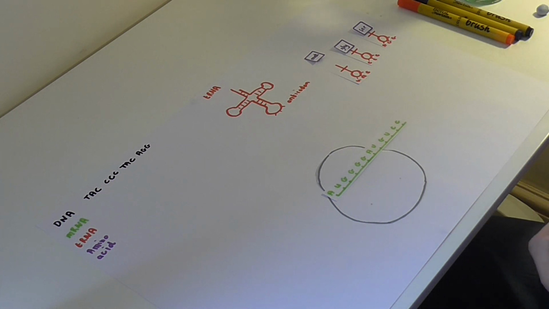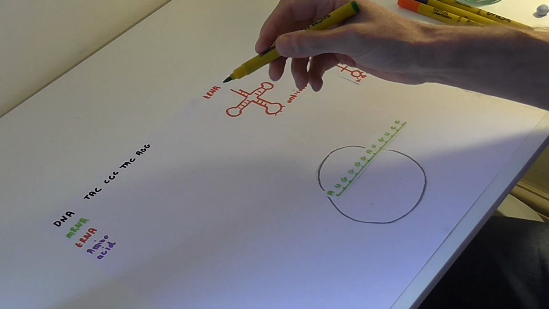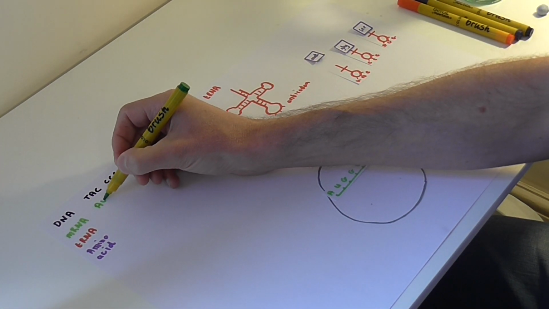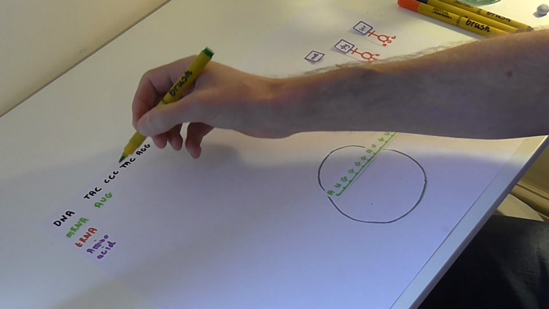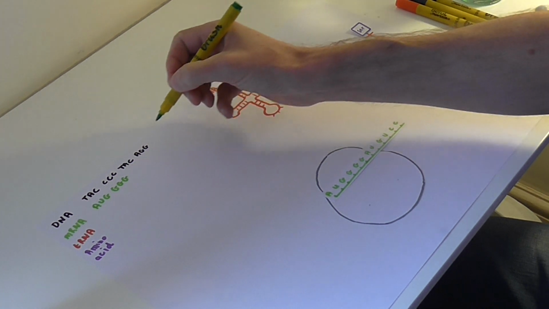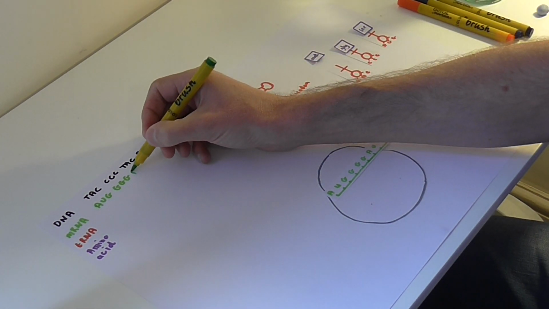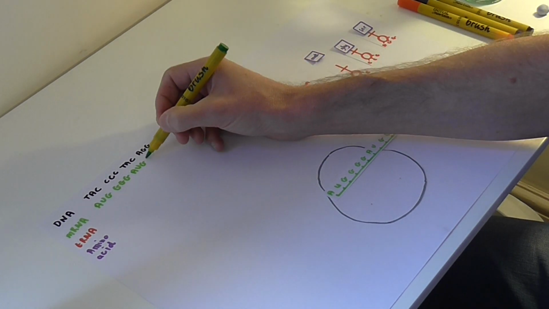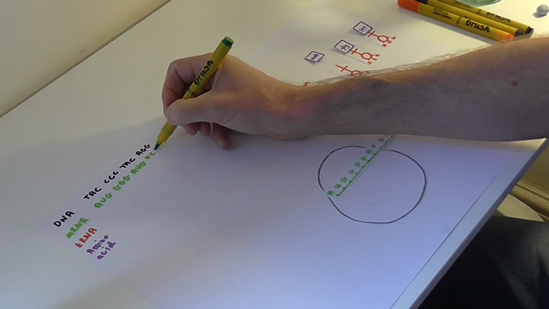If we just write in then the corresponding mRNA strand, so we're going to have a U, G, G, G, G. We're going to have A, U, G, and then finally U, C, C.